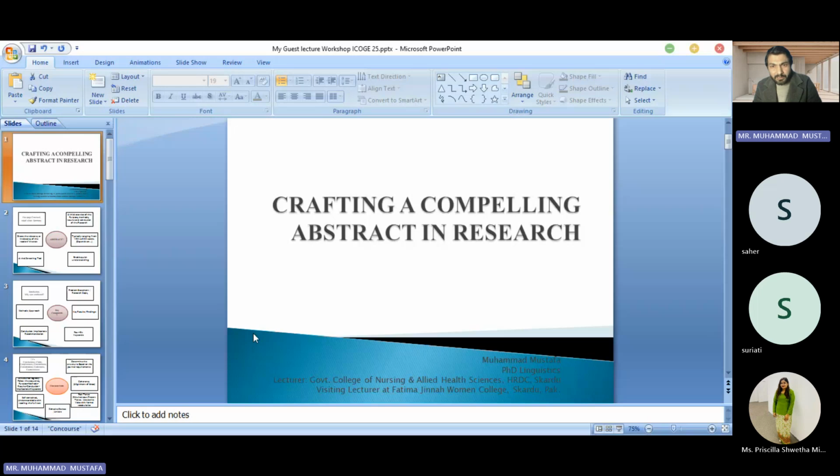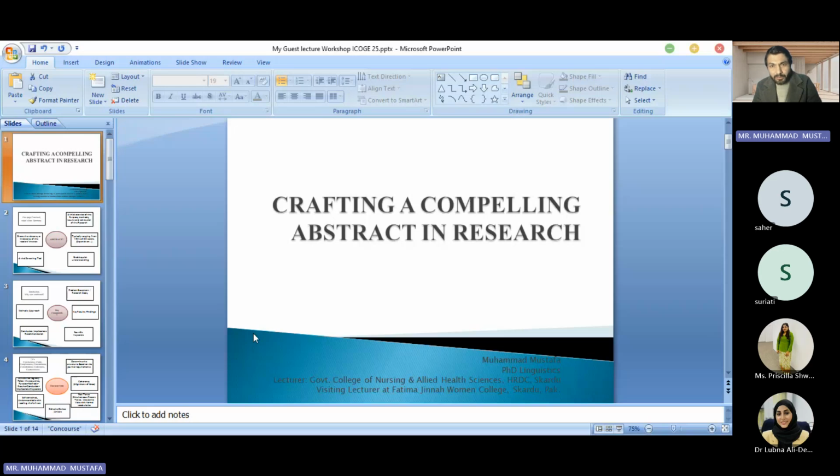So in this workshop, I have a topic to be presented that is entitled Crafting a Compelling Abstract in Research. So how to build or construct an effective or interesting abstract after completing our research, our papers, or our dissertation or thesis.